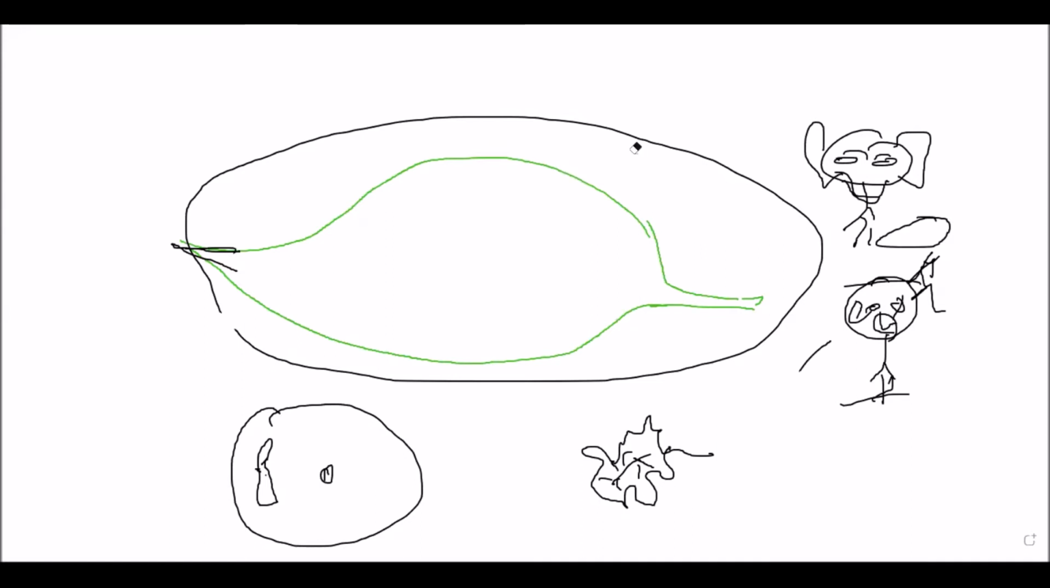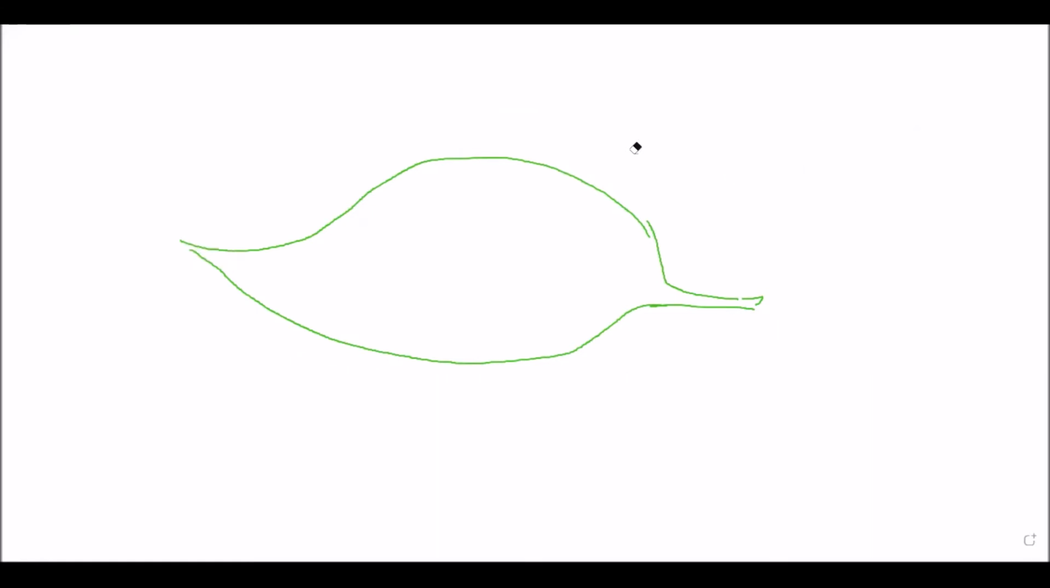So where do we go? Now this is very important for you to understand, please.